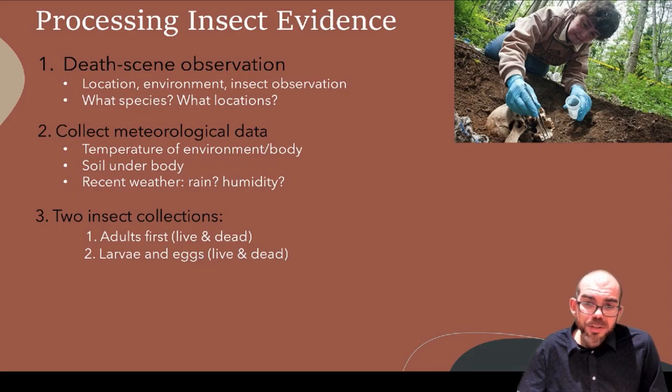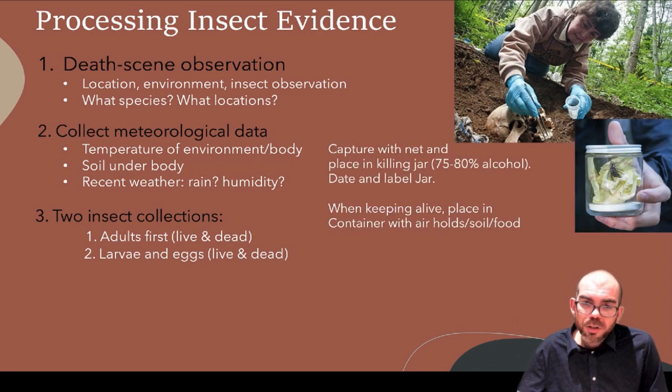After that, you can then begin collecting insects, and you want to do 2 different collections. The first collection is to collect any adult insects you find, alive and dead, and then collect the youth, the juveniles, the larvae, and the eggs. When doing a collection, you want to capture your insects with a net and place them in what's called a killing jar. It's a jar filled with 75 to 80% alcohol, and date and label the jar with when you collected it and what you think it is. When dealing with live insects, you want to keep them in a small container with some holes, soil, and food to make sure they're alive by the time they reach the lab.